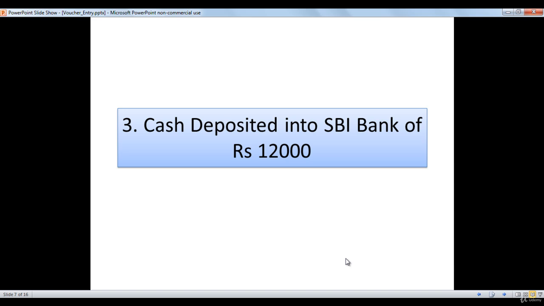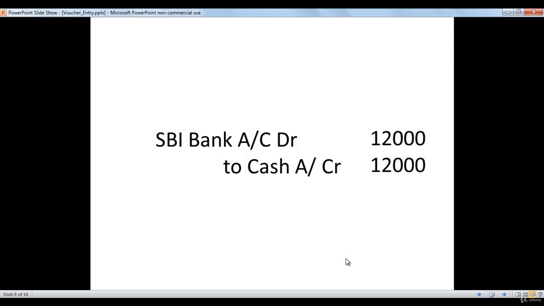So the first ledger is cash account and the second ledger is SBI Bank. Now another golden rule which says debit the receiver and credit the giver. Here SBI Bank is the receiver and cash account is the giver. So the entry is going to be SBI Bank account debit to cash account credit.